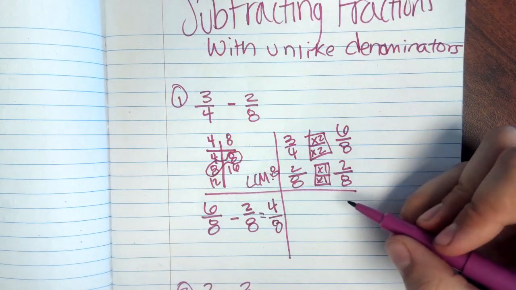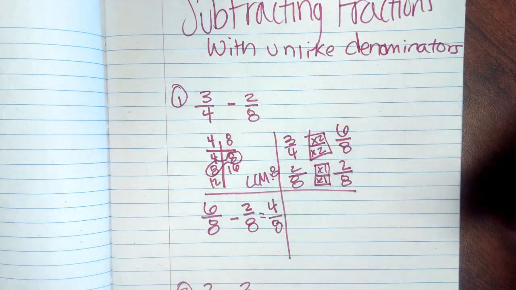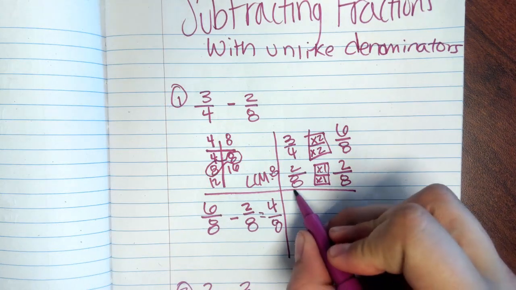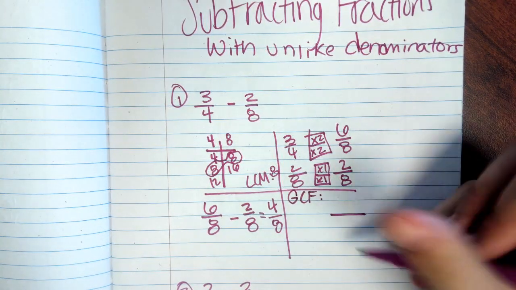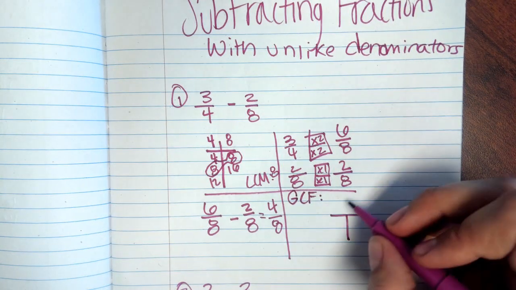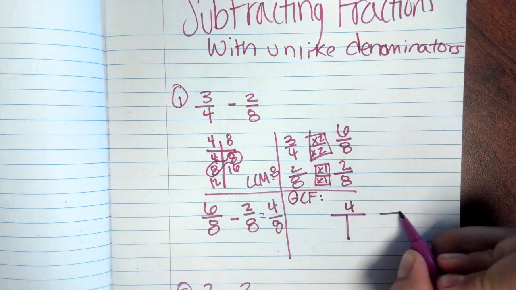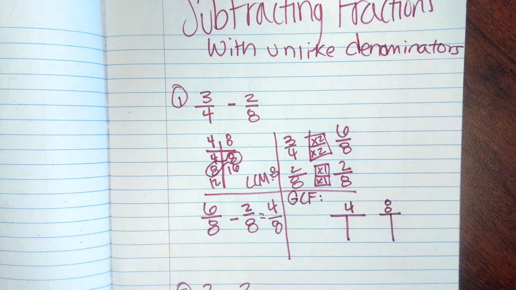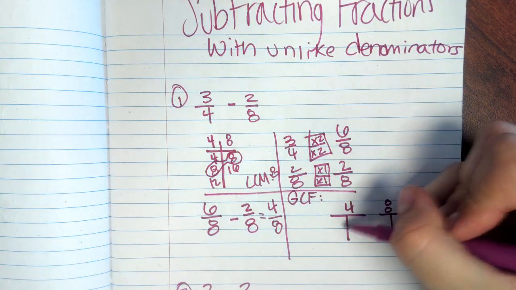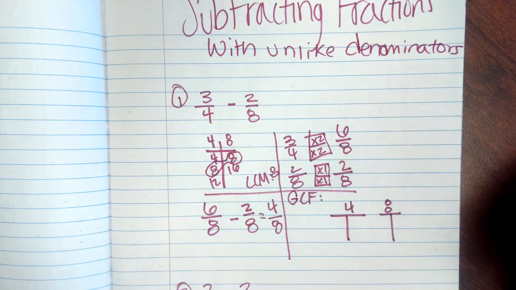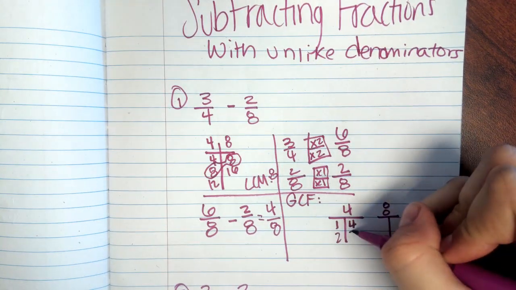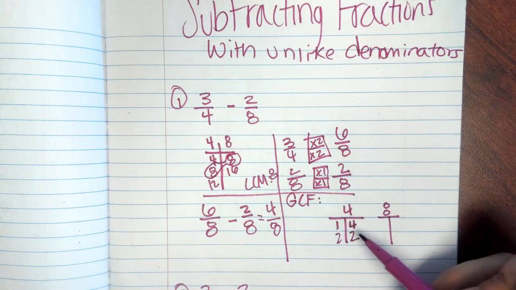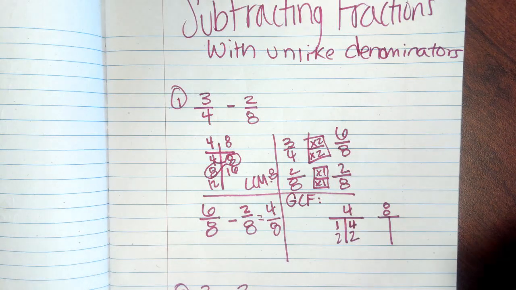Now we need to simplify. Because this is not an improper fraction, we're going to go ahead and find our greatest common factor. And we do that by putting our numerator and our denominator on top of a t-chart. And we figure out, how can we make that number using multiplication? 1 times 4, 2 times 2. Remember, if I use the same number on both sides, that tells me that I'm done.